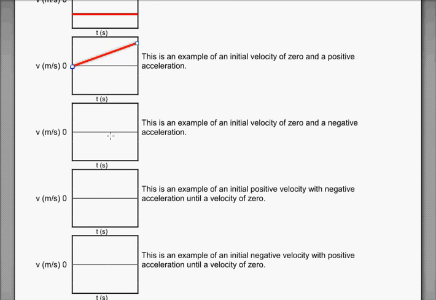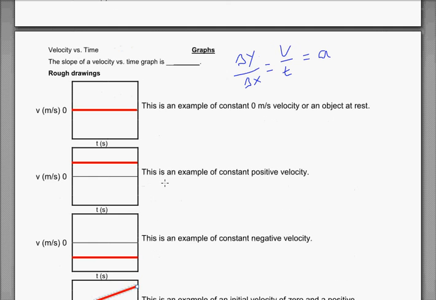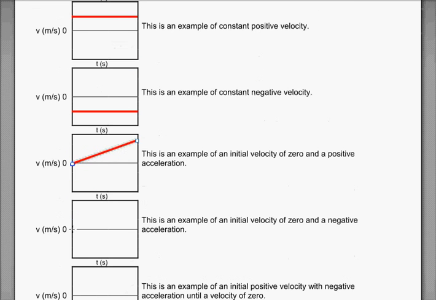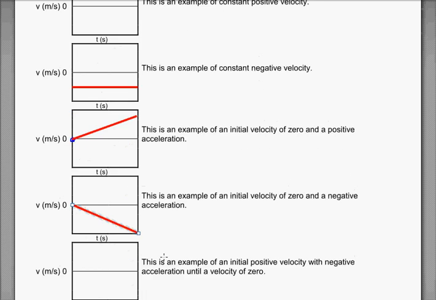Okay. This is an example of an initial velocity of 0 with negative acceleration. Now, once again, guys, where am I getting these lines from? Remember, your slope is acceleration. This one had a positive acceleration, so therefore it has a positive slope. This one, initial velocity 0 and a negative acceleration, therefore negative slope.